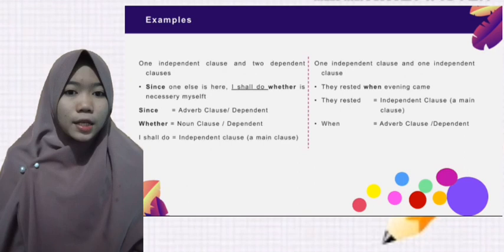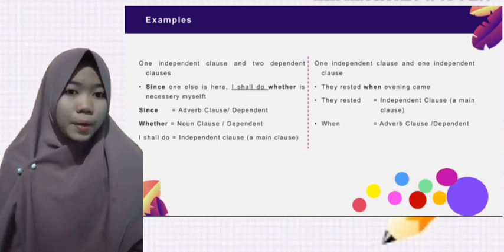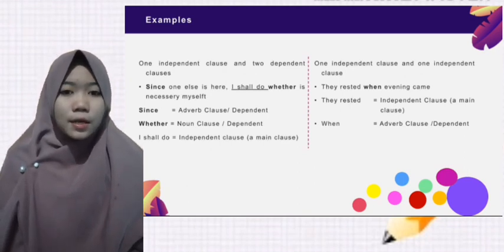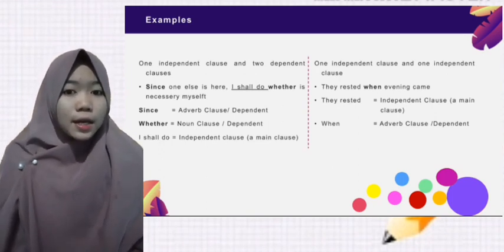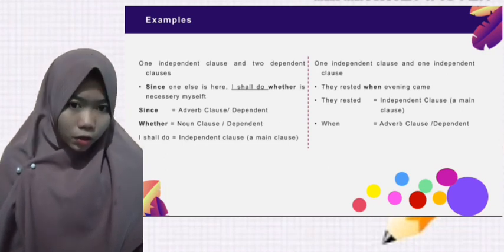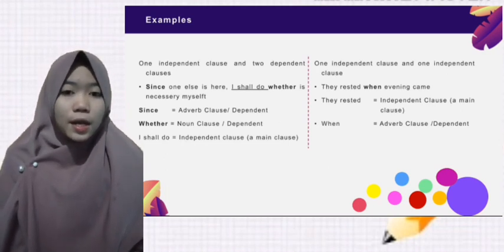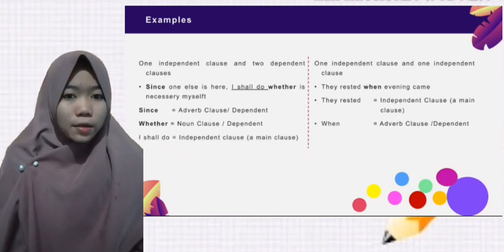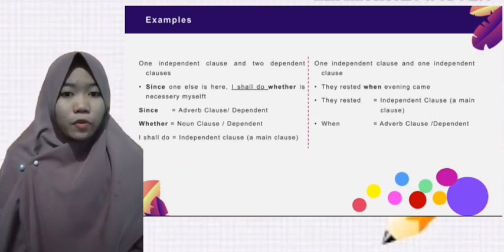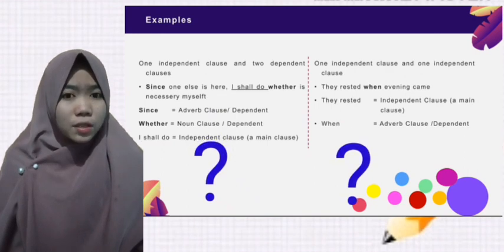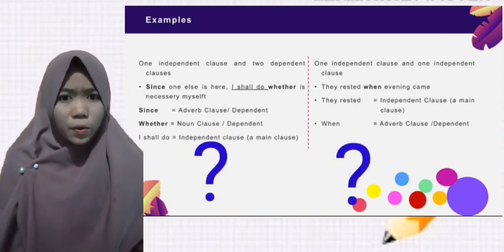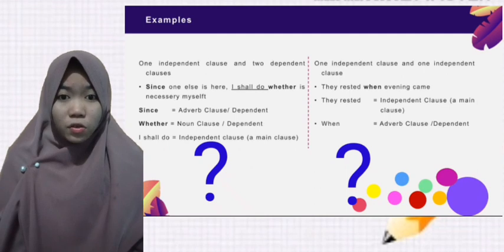Then one independent clause and one dependent clause. Example: he rested when evening comes. The sentence he rested refers to an independent clause or a main clause. Then the conjunction when refers to an adverb clause or dependent clause. Why? From the conjunction sense, when is called an adverb clause or dependent clause.